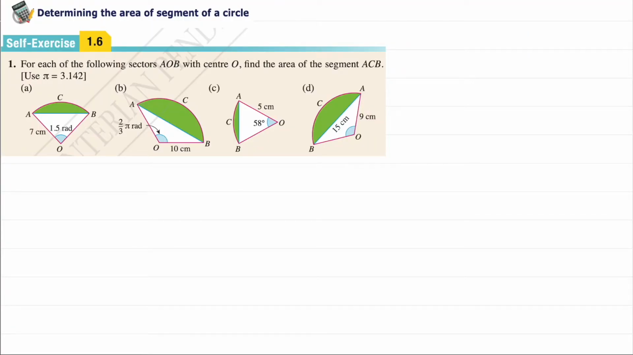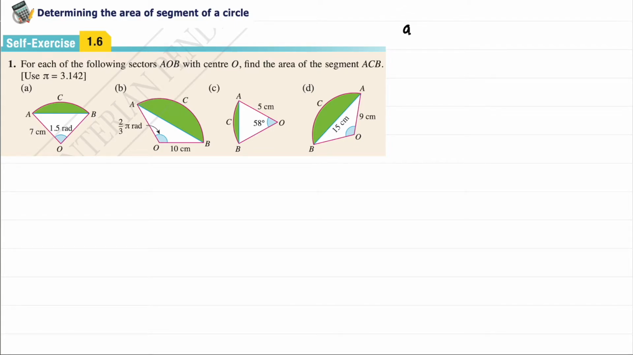Now, kita nak determine the area of a segment. Kalau sebelum ni, kita cari apa tu? Perimeter of a segment sebelum ni. Tapi sekarang kita nak cari area of segment. Okay. Tengok yang A tu. You have ACB and then AOB. For each of the following sectors AOB, find the area of segment. Sekarang ni kita nak tengok dulu apakah dia punya method ataupun proses dia ya.